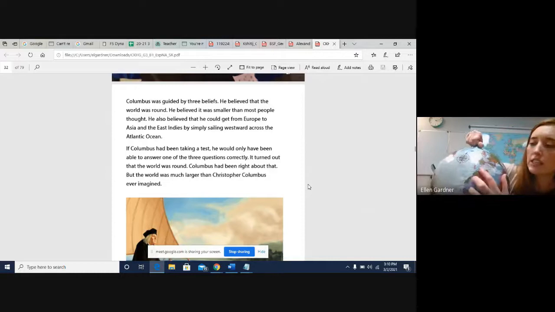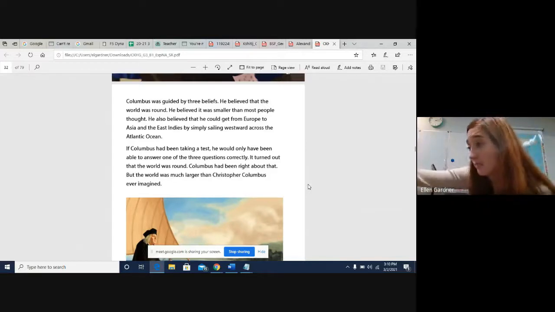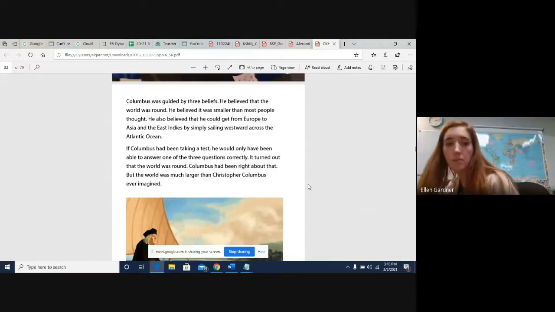So if this is Spain, they thought, oh, well, I know this is just a bunch of ocean. We'll just hop right over there and reach the East Indies, these islands. They did not know about all of this land of North and South America, these two continents. It's understandable at the time, though.